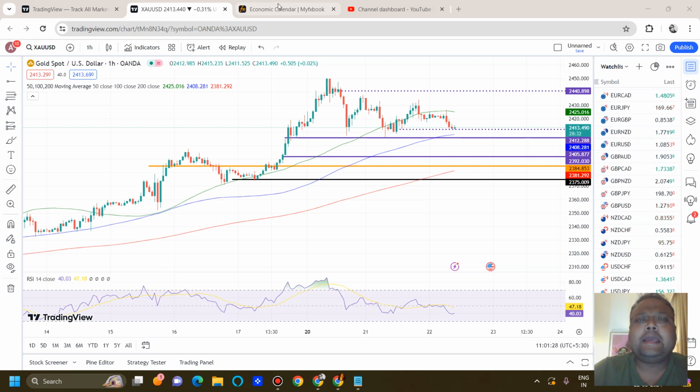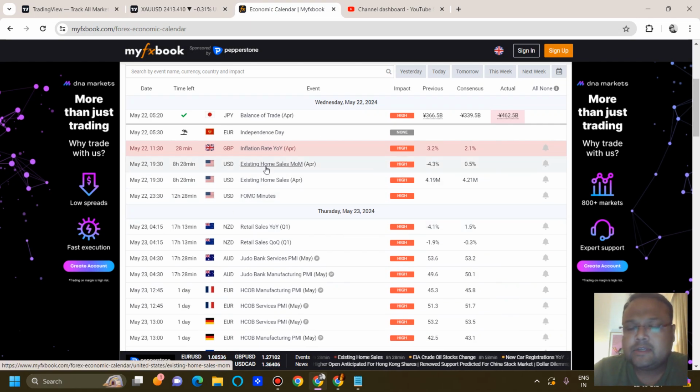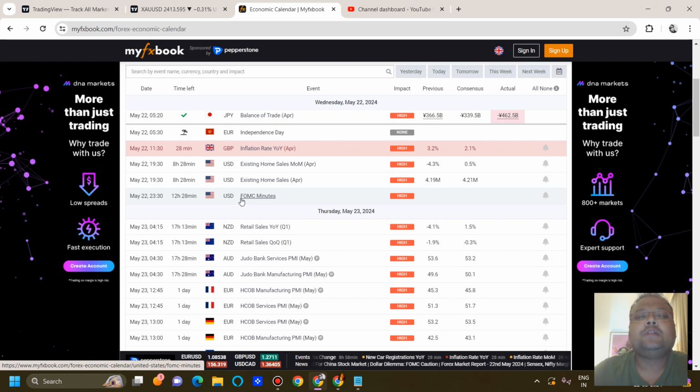If you look at the economic calendar, you can see we have existing home sales coming up during the US session, and I don't think this event will bring craziness to the market. I don't think the market is waiting for the existing home sales, but you can see we also have FOMC coming up. So there is a good chance that market may remain like this till FOMC, because before a major event like FOMC, CPI, NFP, market prefers to stay silent.